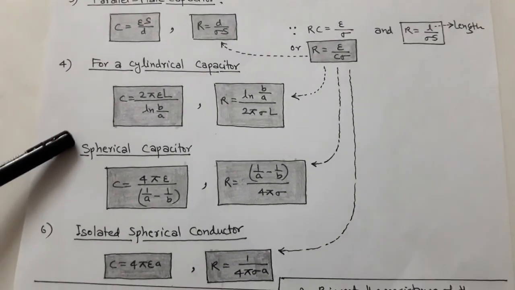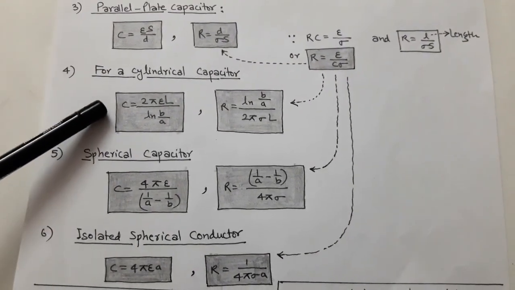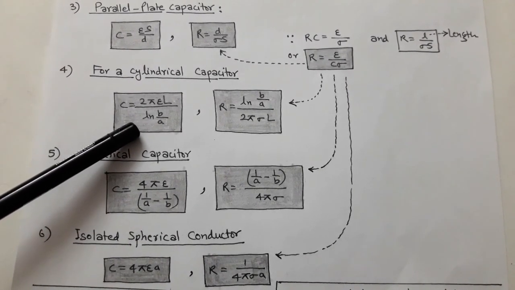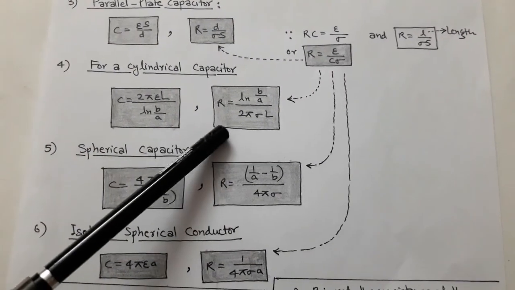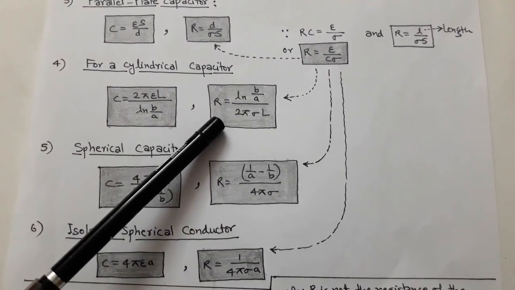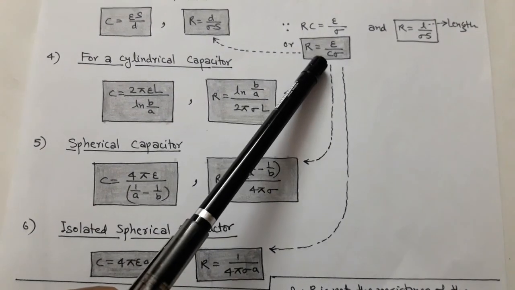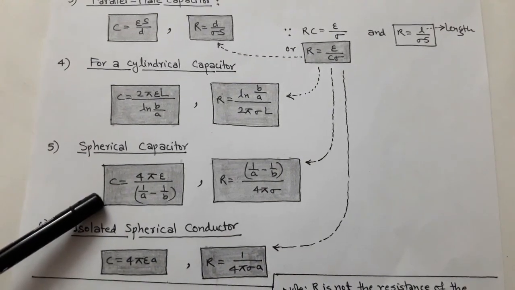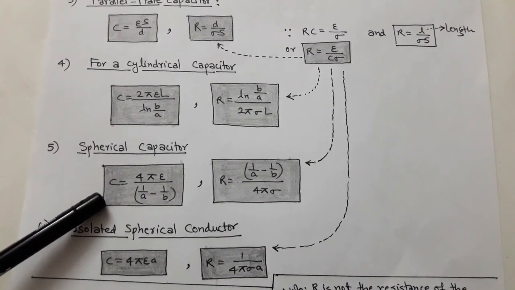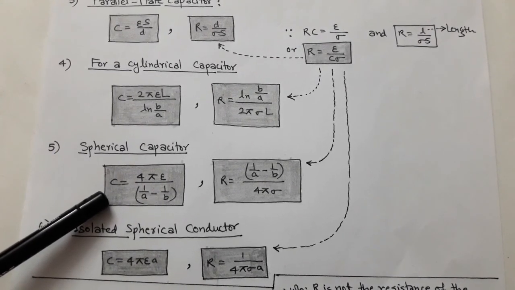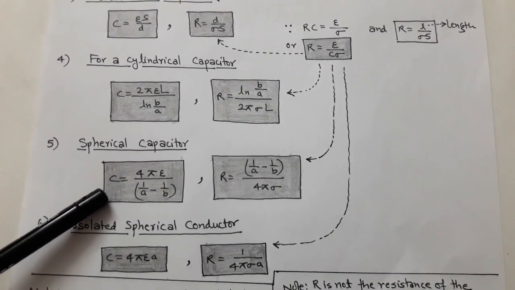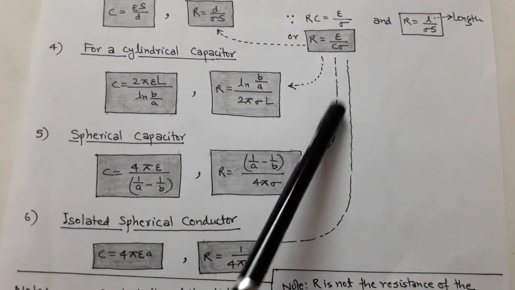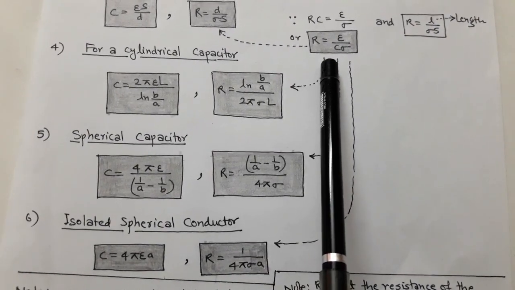Now for a cylindrical capacitor, the capacitance is 2 pi epsilon L upon natural log ln b upon a. So similarly we can determine R by using epsilon upon C sigma. And for a spherical capacitor, the capacitance is 4 pi epsilon upon within bracket 1 upon a minus 1 upon b. For a spherical capacitor, we can also determine the resistance by using the relation R equals epsilon upon C sigma.